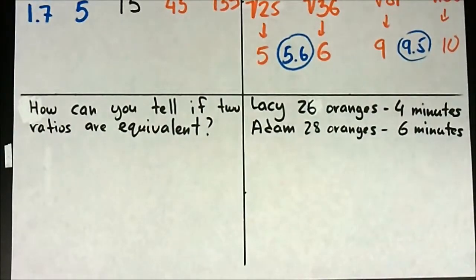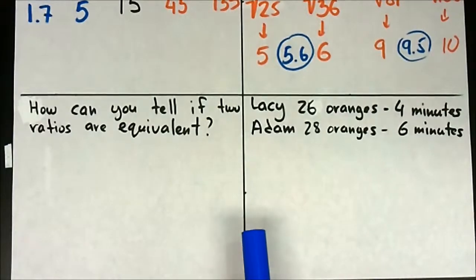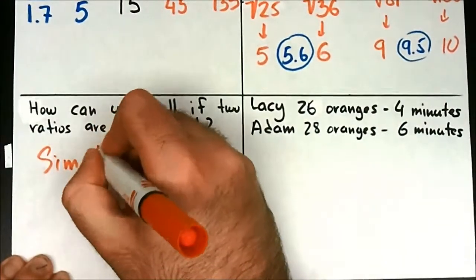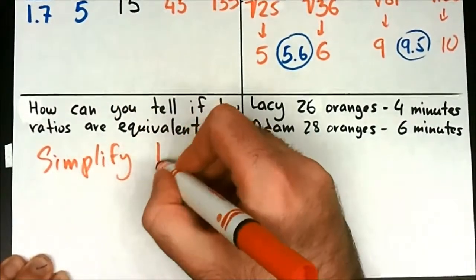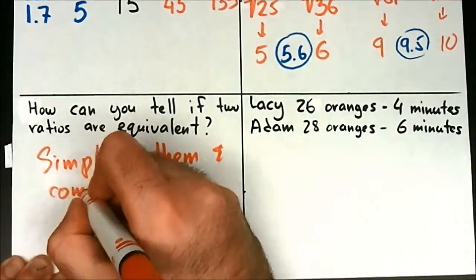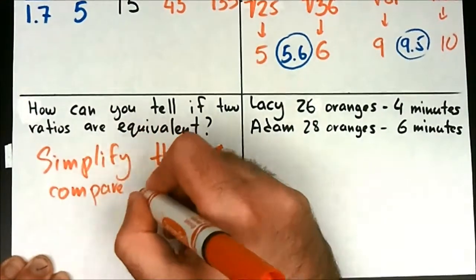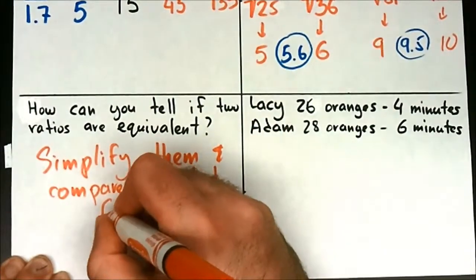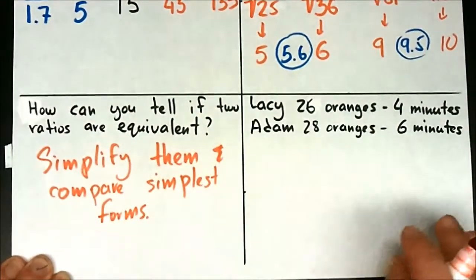Next problem, we have a question. How can you tell if 2 ratios are equivalent? Does anyone have an answer here? You can write 2 things here. Number 1, simplify them, and compare simplest forms. And obviously if they're the same, then they're equivalent.